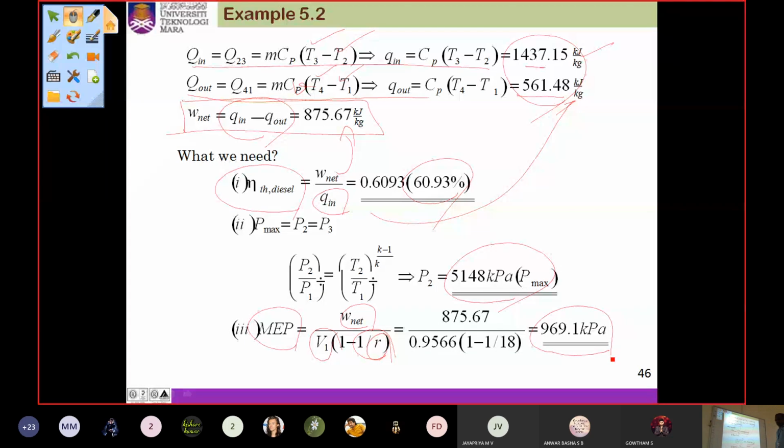Right. So you have to remember, the diesel cycle has 4 processes. First process is isentropic compression. Then second process is constant pressure heat addition. Then third process is isentropic expansion. Then fourth process is constant volume heat rejection. Right. So this is a cyclic process again, so the initial state and final state will be equal. So just keep in mind.